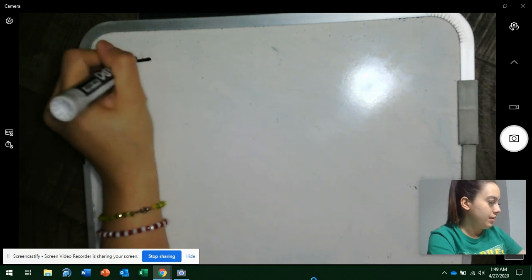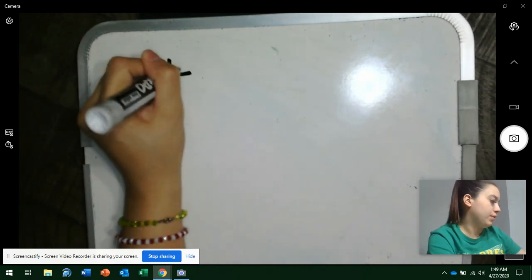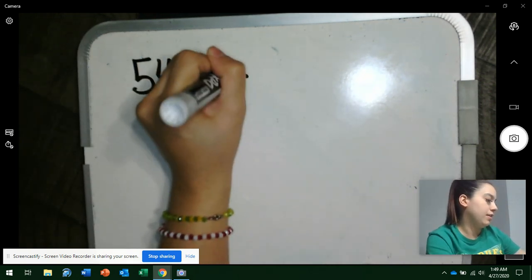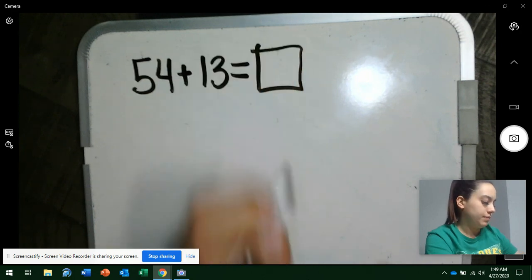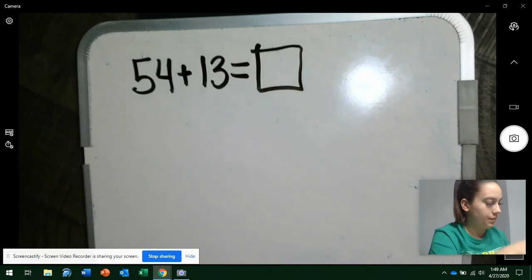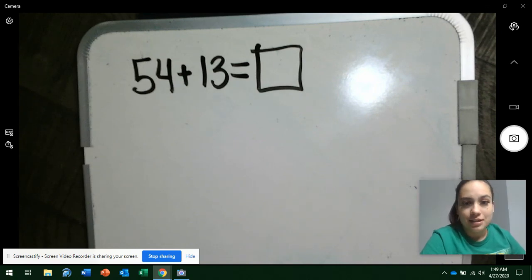And this is our next problem. 54 plus 13. Okay. Now I'm going to challenge you. Let's go ahead and press pause on the video. You work it out writing your 2 number sentences, and then you press play when you're ready to check your work.